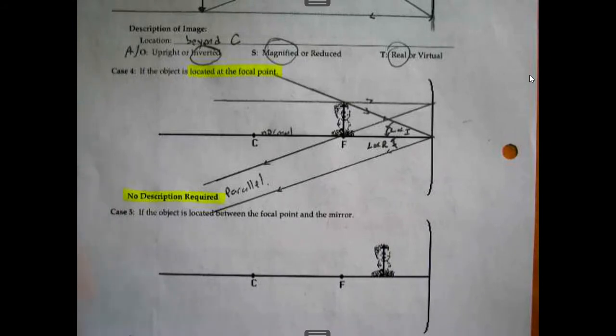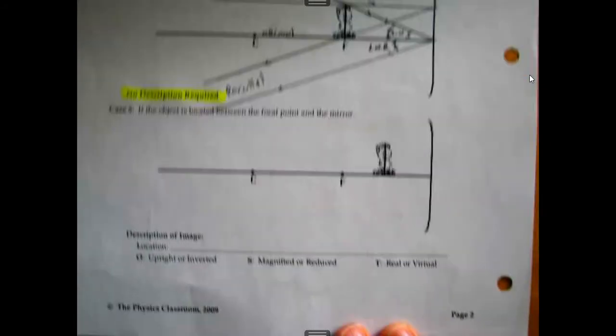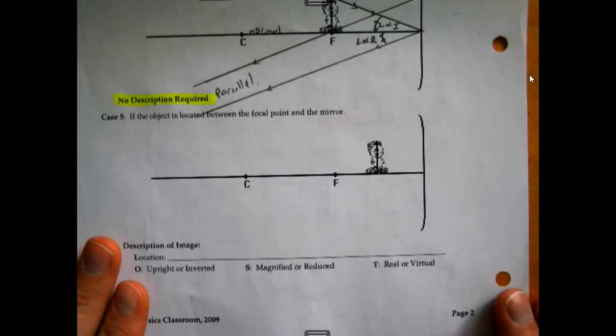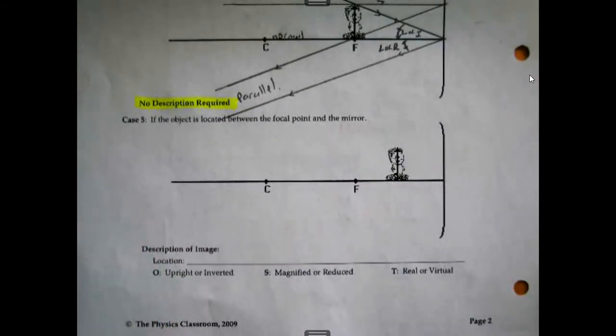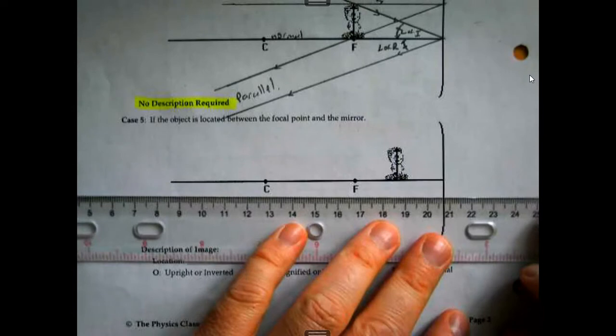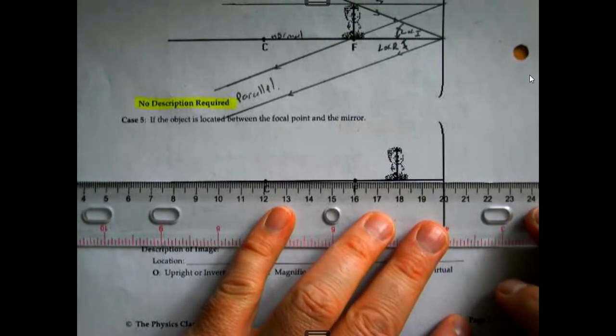All right. Now the last one is when you get really close to the mirror. This little person now is almost right up on the mirror here. We're going to try to do our same thing here, but we're going to run into a problem. I'm going to hopefully fix that problem.